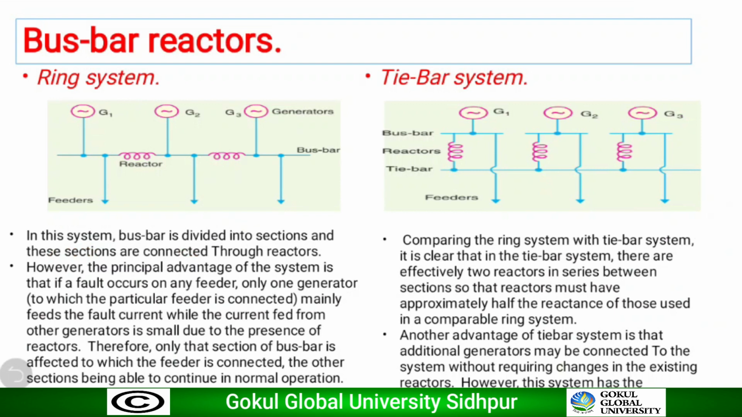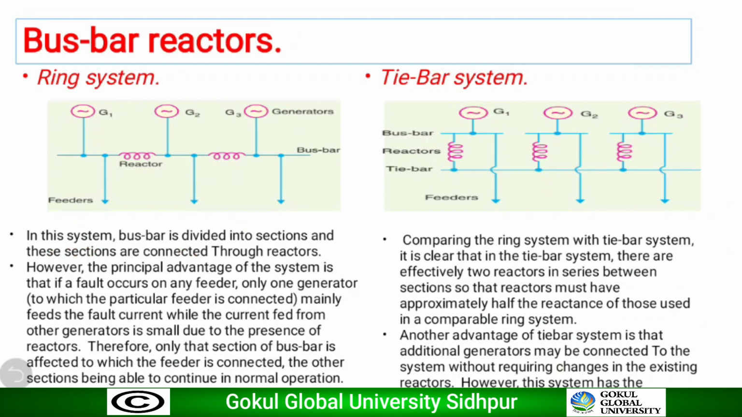However, the principal advantage of this system is that if a fault occurs on any feeder, only the one generator to which that particular feeder is connected mainly feeds the fault current, while the current fed from the other generator is small due to the presence of the reactor. Therefore, only the section of busbar to which the feeder is connected is affected, the other section being able to continue in normal operation.